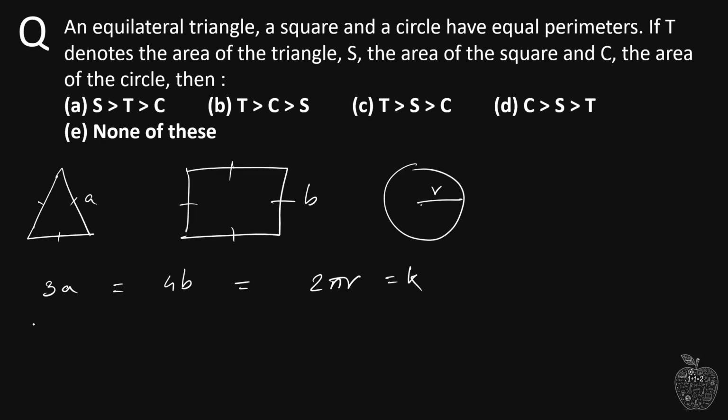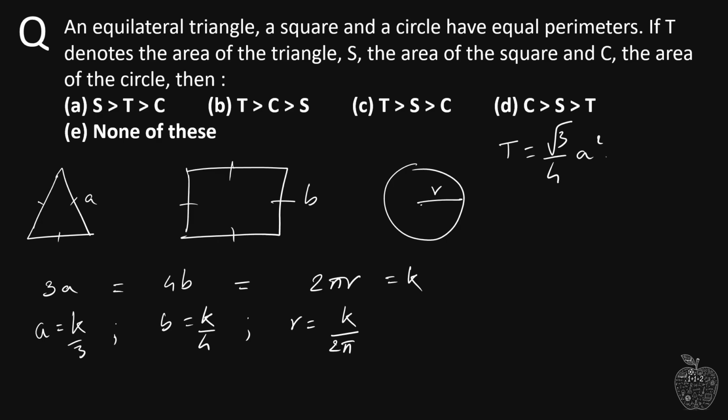All right, so from this I can imply that a will be equal to k by 3, b will be equal to k by 4, and r here will be equal to k by 2 pi. All right, further the question is telling me T denotes the area of the triangle. Let's talk about T now. We are calculating the area of this equilateral triangle. The formula for the area of an equilateral triangle is root 3 by 4 a square. Now instead of a, we'll write k by 3. So we get root 3 by 4 times k by 3 whole square. So we get k square root 3 by 3 square is 9, 9 4s are 36. So we have the value of T, which is k square root 3 by 36.